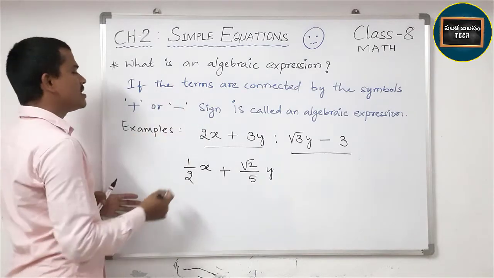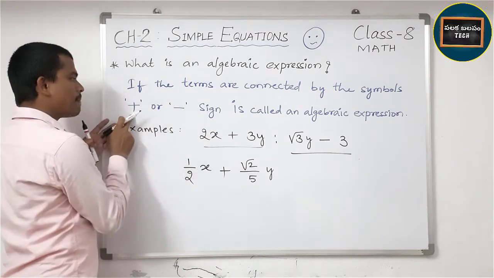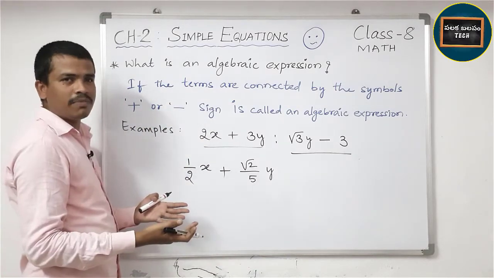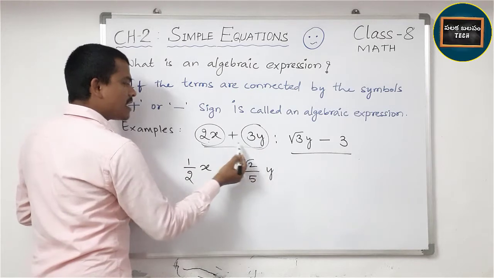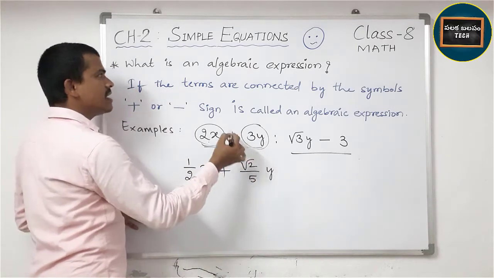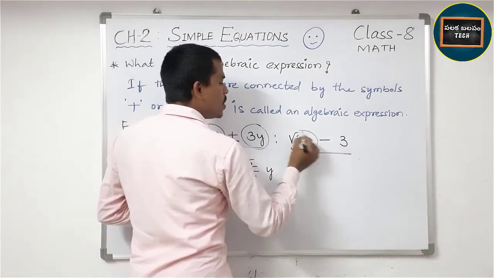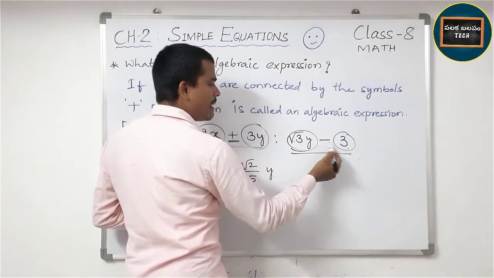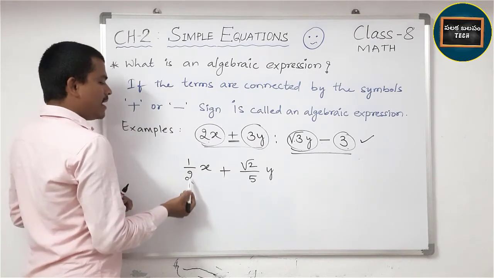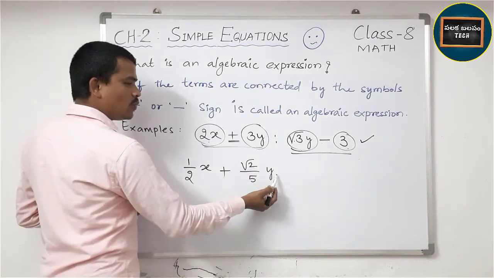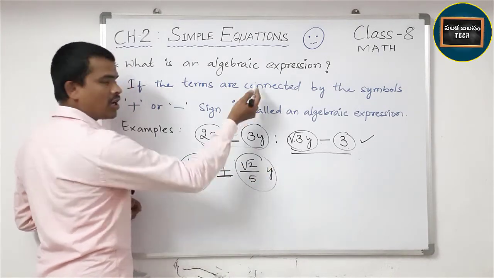So according to the definition, whenever the terms are connected by the symbols plus and minus, then it is called as an algebraic expression. So here also 2x is a term, 3y is a term. These two terms are connected with the plus sign. So it is called as an algebraic expression. Similarly, in the second example, root 3y and 3 are the two terms and these two are connected with the minus sign. So we can call it as an algebraic expression. Similarly, in this one, 1 by 2x is a term, root 2 by 5 into y is also a term. And these two are connected with which sign? Plus sign. So we can call it as an algebraic expression.